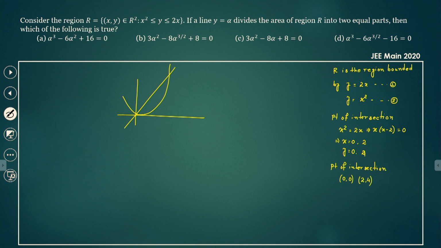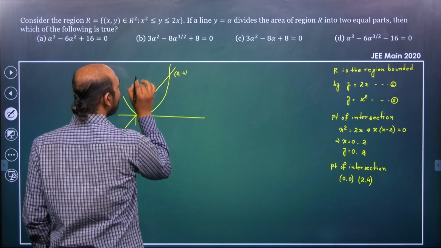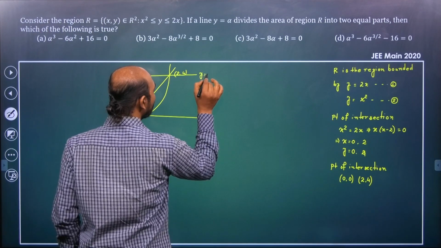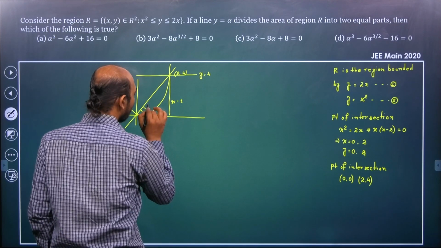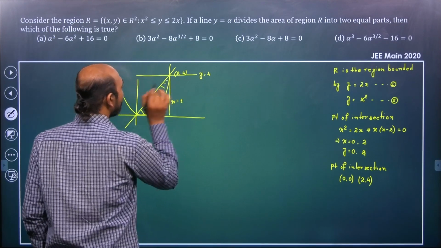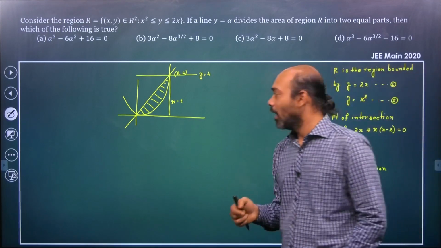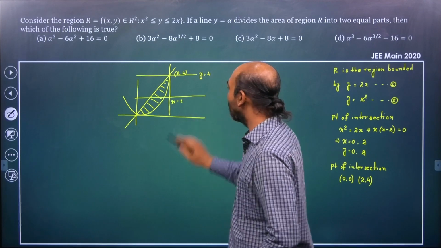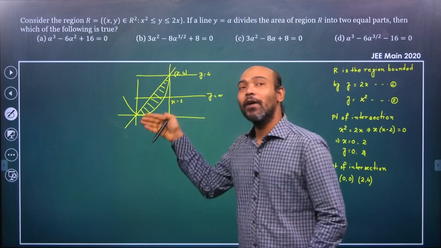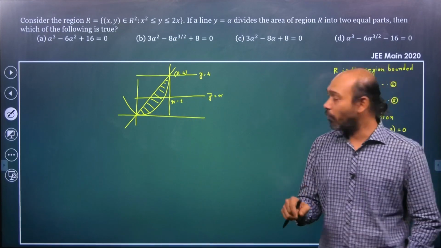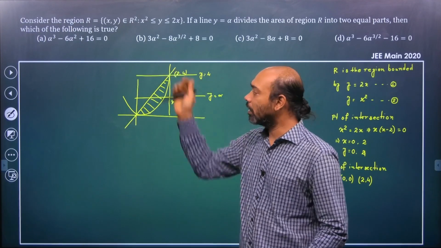So in this figure, this point has coordinates 2, 4. This is bounded by the line y is equal to 4, this is x is equal to 2, and this is the required region R. Now it says that we have a line y equal to alpha, which is definitely parallel to the x-axis. It divides the region into two parts, and we need to find the value of alpha. That's our required point.